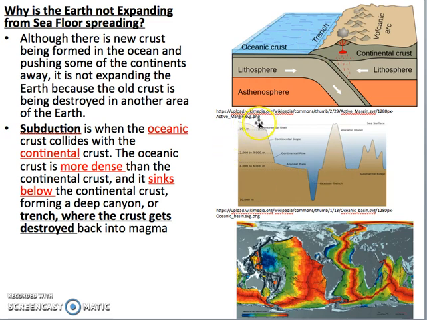And here's a side view of a trench. And it's like a big canyon, and what's happening is it's forming because the oceanic crust is sliding under the continental crust. And so that explains why, although we have new crust forming at these divergent boundaries from seafloor spreading, the Earth is not expanding because the old crust is being destroyed by subduction at these trenches.